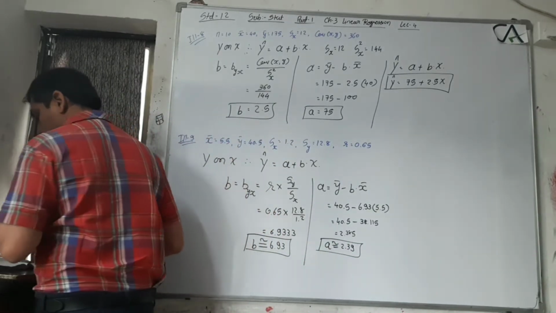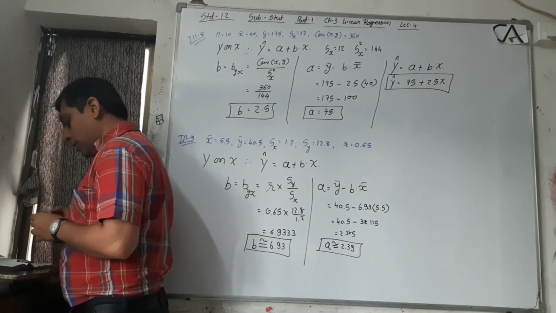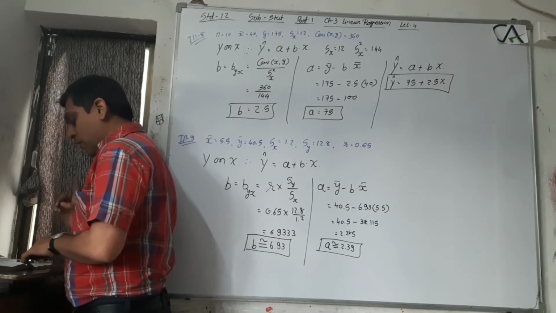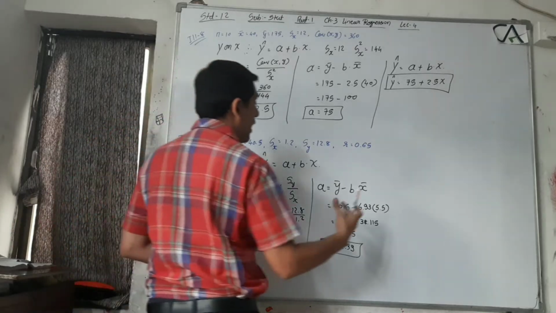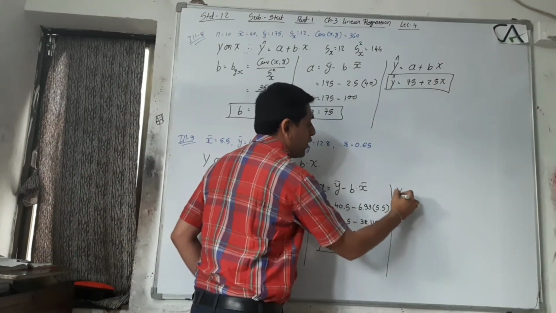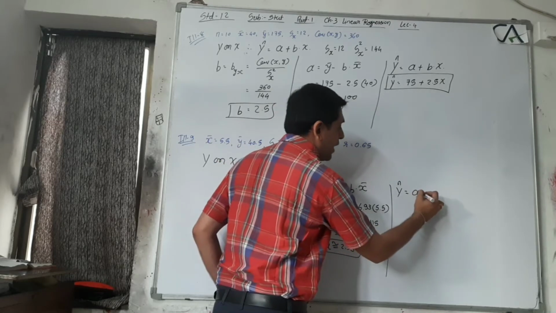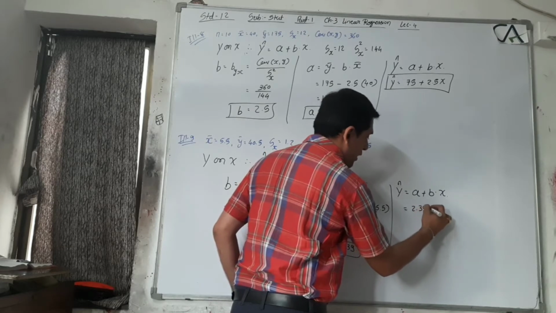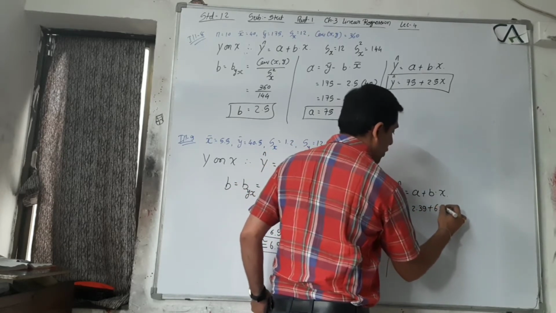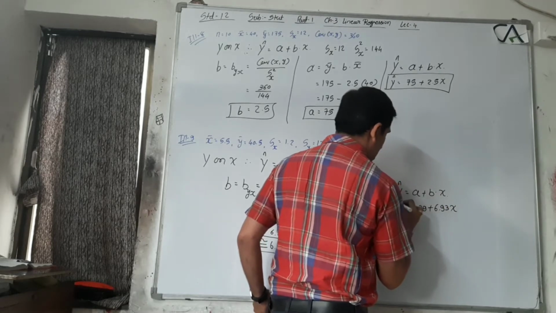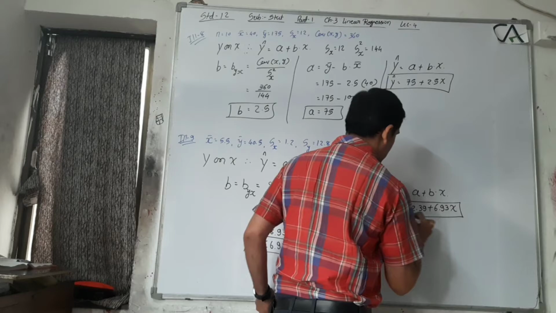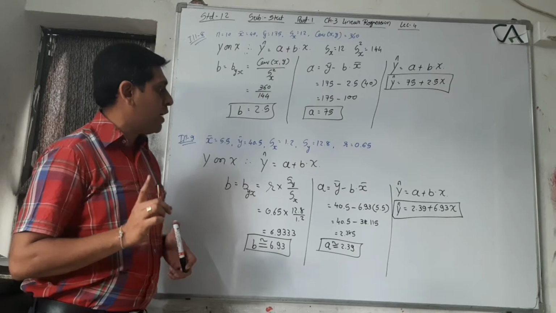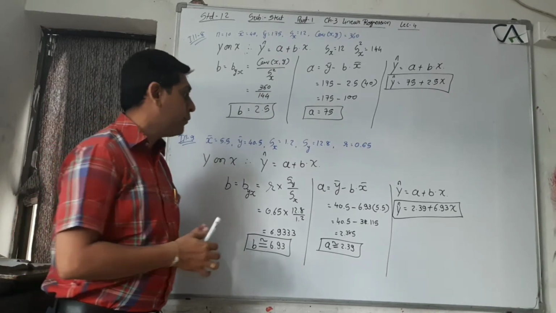Right? Now the next question: estimate the annual investment in mutual fund, that is Y, of a family whose annual income is 4.5 lakh. But for that, first of all, we have to find out the regression line. Y cap is equal to A plus BX. What is your A? 2.39. Plus what is your B? 6.93x. Here is your regression line. This is your first answer. Y cap is equal to A plus BX, that is the regression line of Y on X.